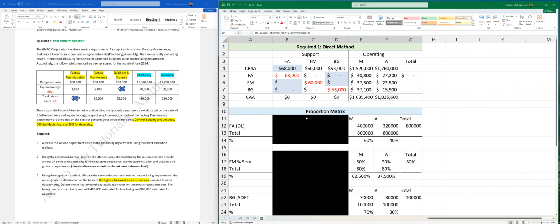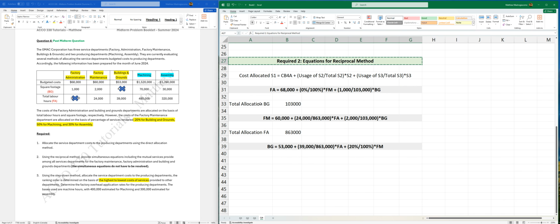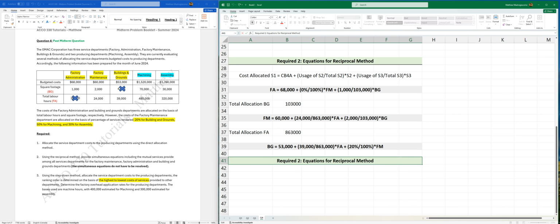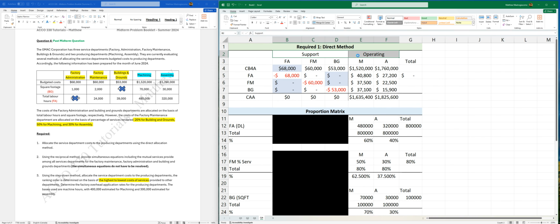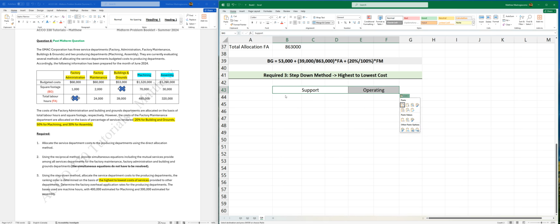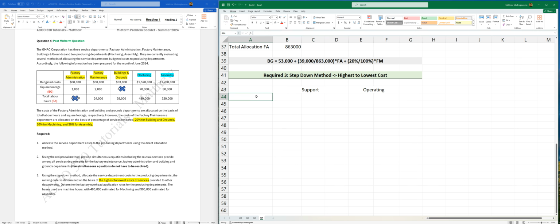So guys, let's build the board and let's hit this home run. Okay, so actually, let's go copy this in first and then put required 3, step-down method, and then we're doing it based on highest to lowest cost. Okay, so we start there. Now let's copy in here. Okay, now let's get after it. Actually, merge and center for these 3. Merge and center for these 2.